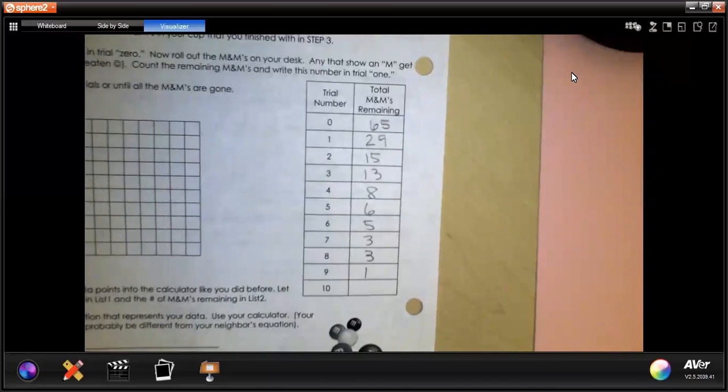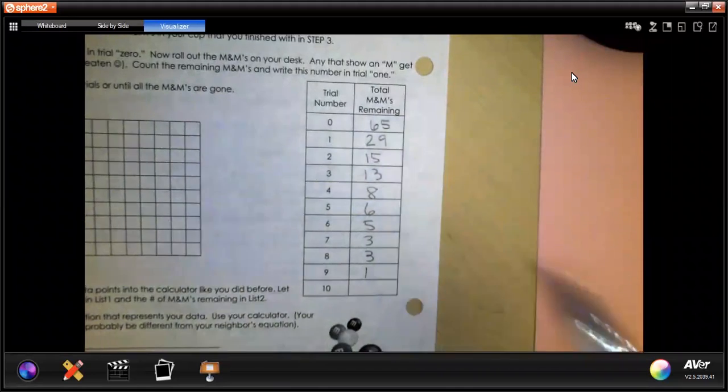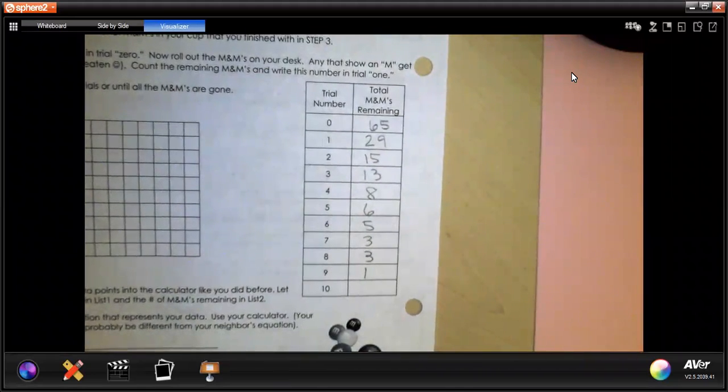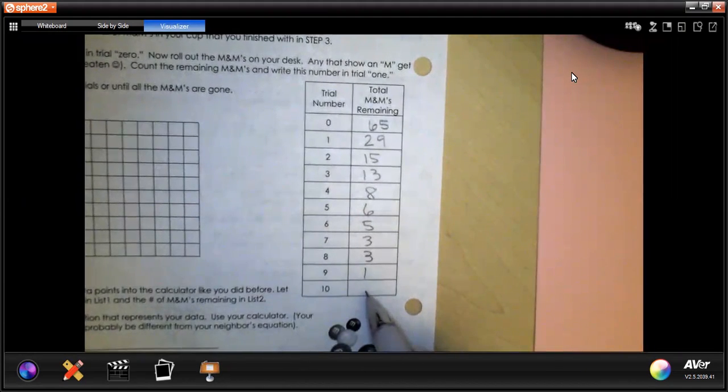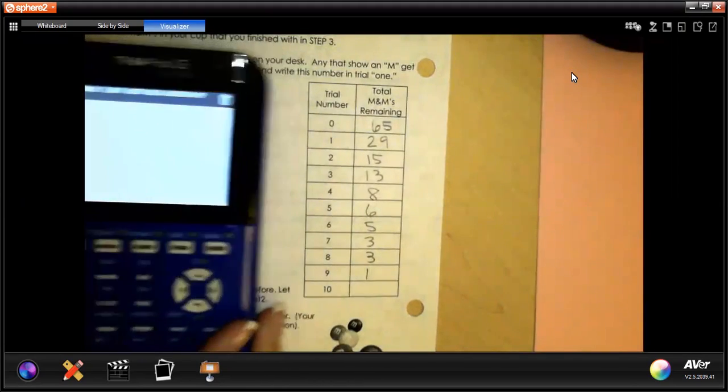All right, I went ahead and performed the rest of the trials here, removing the ones that had the M this time. So on the first trial, we were adding 1 for each M that appeared on the top. Here we're subtracting 1 for each time the M appears on the top. I stopped here when I had 1 because you really can't have a 0 value on these. The calculator will give you an error. So we're going to go ahead and put these in now. We're going to do that exactly the same as we did the other side.